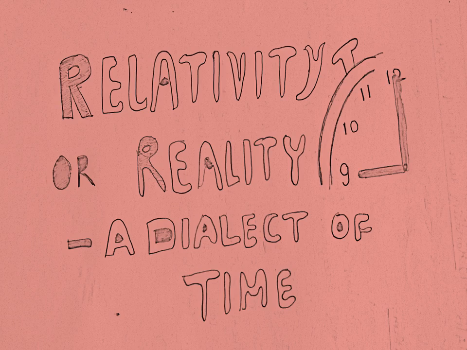Let us talk about relativity or reality, a dialect of time. Here we will be discussing Einstein's relativity based on time, which behaves differently for different people based on their location in space-time curvature. We'll see that with a simple thought experiment and three cases, and we'll come to a conclusion at the end of the video. First we will be considering the thought experiment.